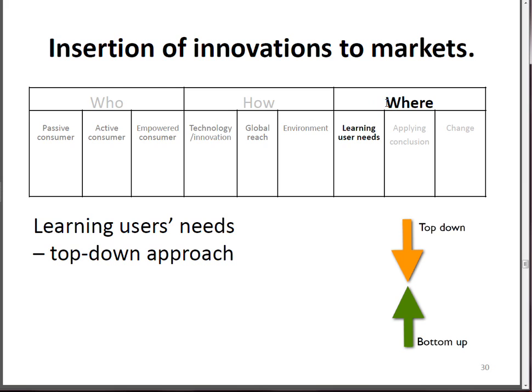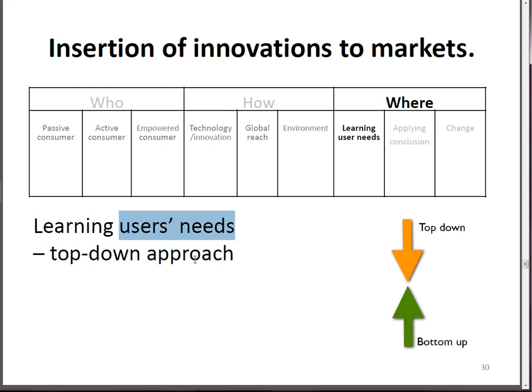So, learning users' needs. What happened is that we have to understand how users behave. Obviously, what they need, what they require, but also how they will behave. What would they buy? They may not necessarily buy everything we provide them, even though we think that they need it. So it's a way of looking from the bottom.